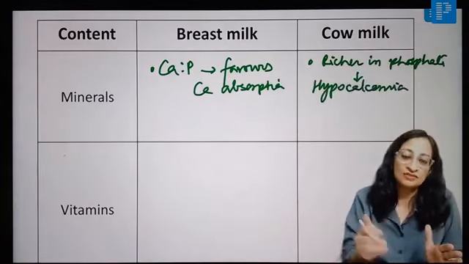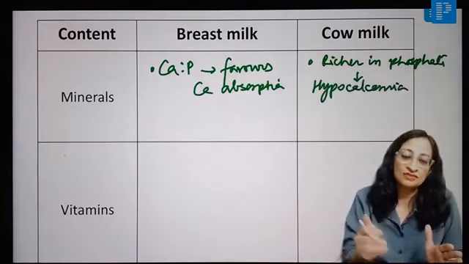So vitamins, what about vitamins? This is a very, very important fact that we must know. Breast milk contains adequate amounts of all vitamins except, yes, very good Ojas. Raj, Kiran, one of the answers is right, another is wrong. So except vitamin D, vitamin K, and vitamin B12 in strictly vegan mothers who don't even take cow's milk.